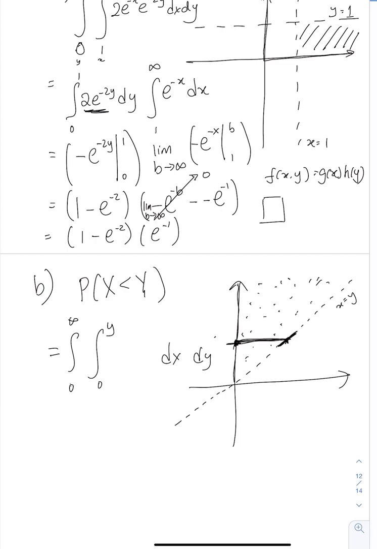For any particular y, for example y equals 3, or if you don't like to just call it y, pick a number, y equals 18. Then x will range from 0 to 18 for y equals 18, and x will range from 0 to 3 for y equals 3. So for any particular y, x goes from 0 to y, and then you integrate the joint density.